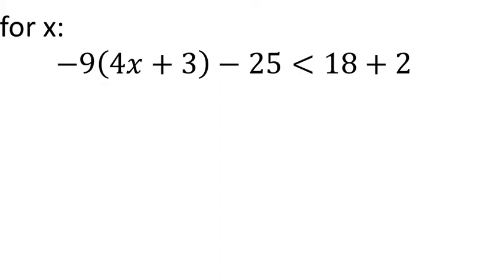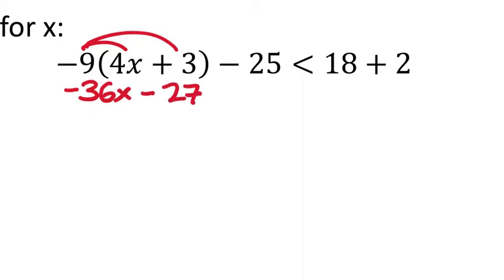In this case, we got the -9 that needs some distribution. So that's the first thing we would look for if we're ever looking at any type of equation or inequality. It's -9 times 4x, which is -36x. And then -9 times 3, which would be -27. Nothing else really changed on that, so it still stays the same.